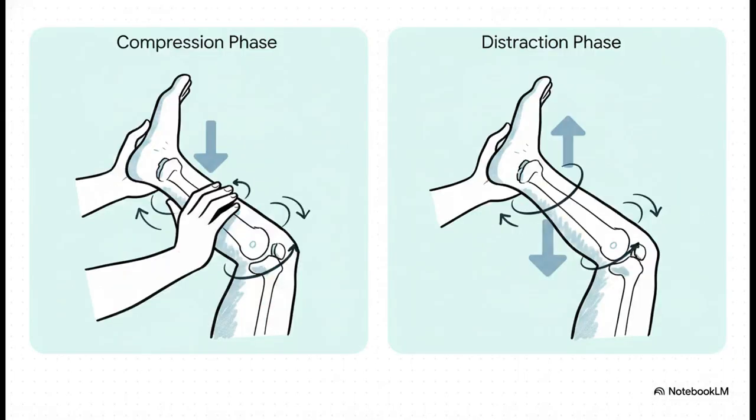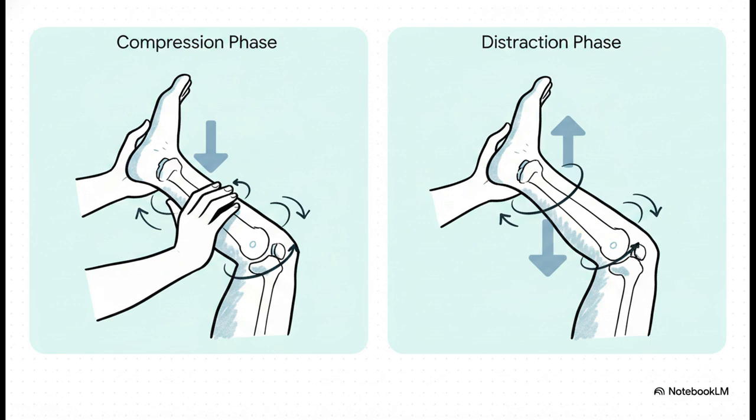Next is Apley's test. The patient is prone again with their knee bent pointing straight up at 90 degrees. I love this test because it's a perfect lesson in differential diagnosis. Step 1. You push straight down hard on the heel while twisting the foot. This is the compression phase, and you're literally grinding the meniscus. If that hurts, it's a cartilage problem.